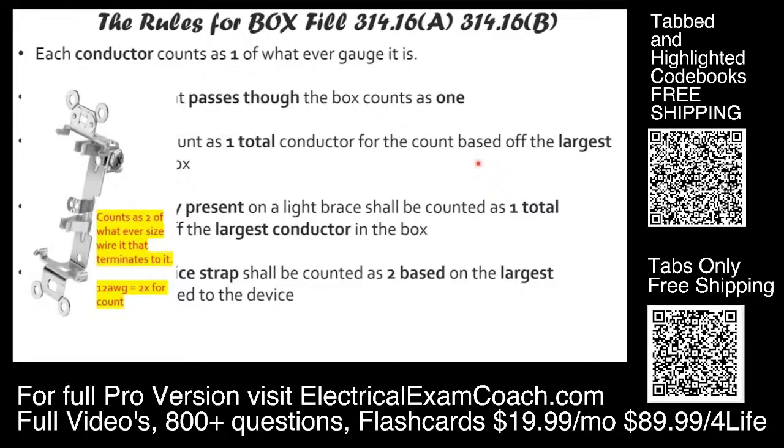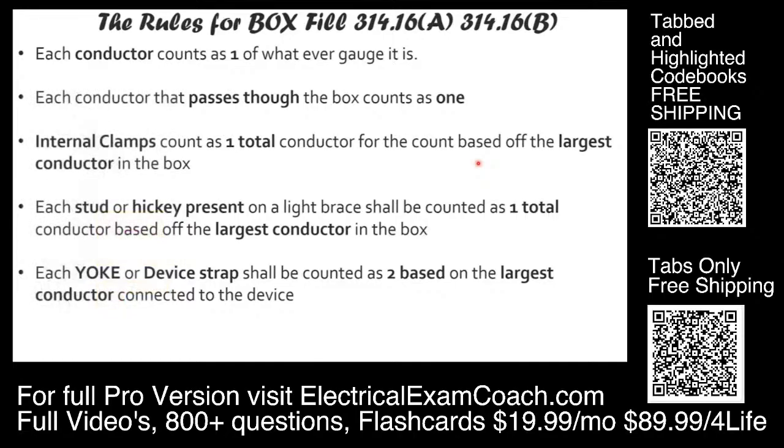So each one of those, and how I like to think about it, is each gang of a box. If you have a single gang box, 2 gang box, or 3 gang box, each gang is going to count as 2 based off the largest wire that is connected to the device. So if I had a box that had 12 gauge on one switch and 14 gauge on another switch, the first switch would count as 2 12s, and the second switch would count as 2 14s.